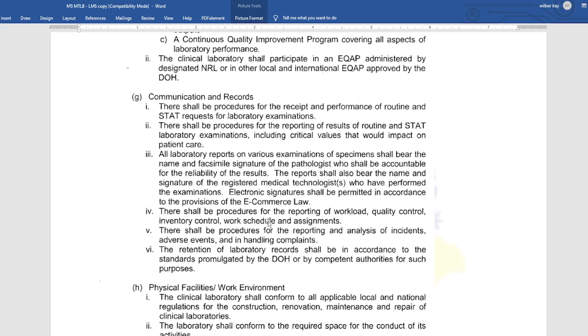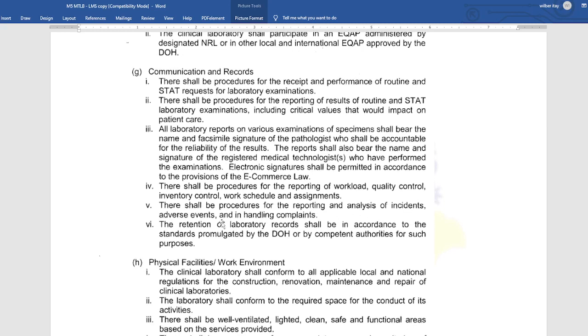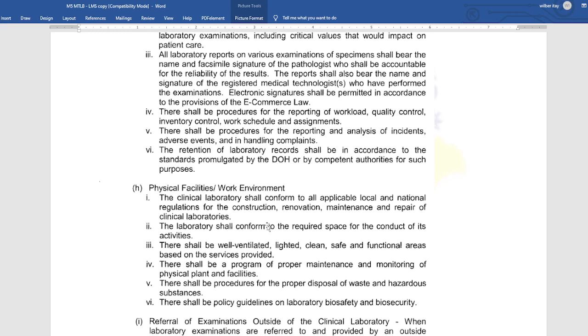So, there shall be procedures for reporting ng workload, quality control, inventory, as well as work schedule tsaka assignment, as well as in cases ng mga incidents, mga adverse events, may mga complaints, dapat may record din yan. And retention ng mga laboratory records in accordance with the standards made by the DOH. Like for example, yung mga laboratory test result. The patient has a copy, and the lab also has a copy. Minsan nilalagay pa yan sa logbook.